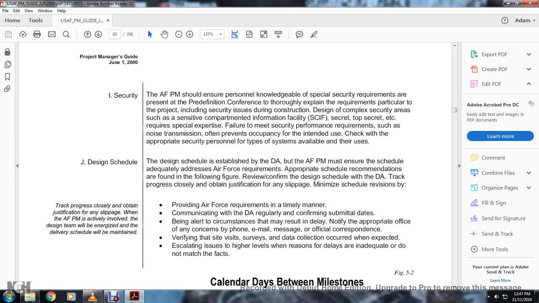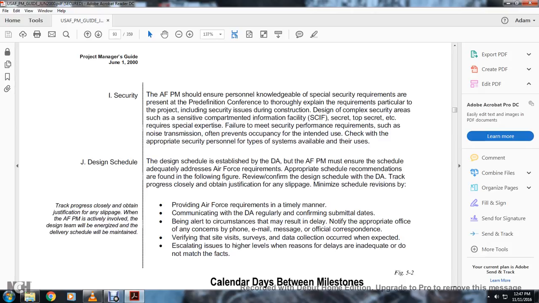The design schedule is established by the Department of the Army, but the Air Force program managers must ensure the schedule adequately addresses the Air Force requirements. The appropriate schedule is a recommendation and is found in the following figure: review and confirm the design schedule with the DA, track progress closely, and obtain justification for any slippage. Minimize schedule revisions. When an Air Force project manager is actively involved with the design team, the delivery schedule will be maintained.